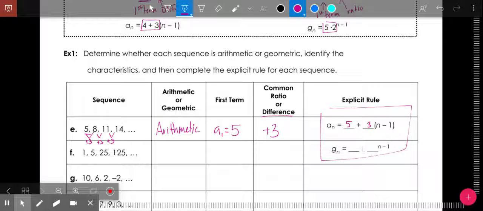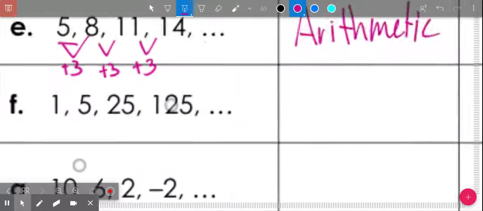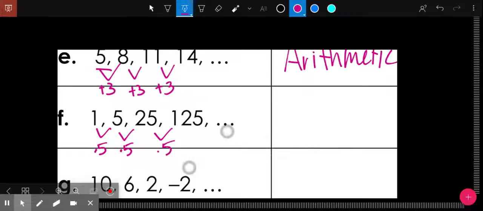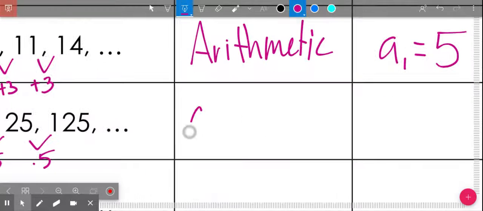Looking at the next one. From 1 to 5, we're adding 4. But from 5 to 25, adding 4 doesn't work anymore. So that means we have to use a different rule. So what can we multiply by? Well, from 1 to 5, we're going to multiply by 5. 5 to 25, we're multiplying by 5. And 25 times 5 gives me 125. So since we're multiplying, that's going to make it geometric.